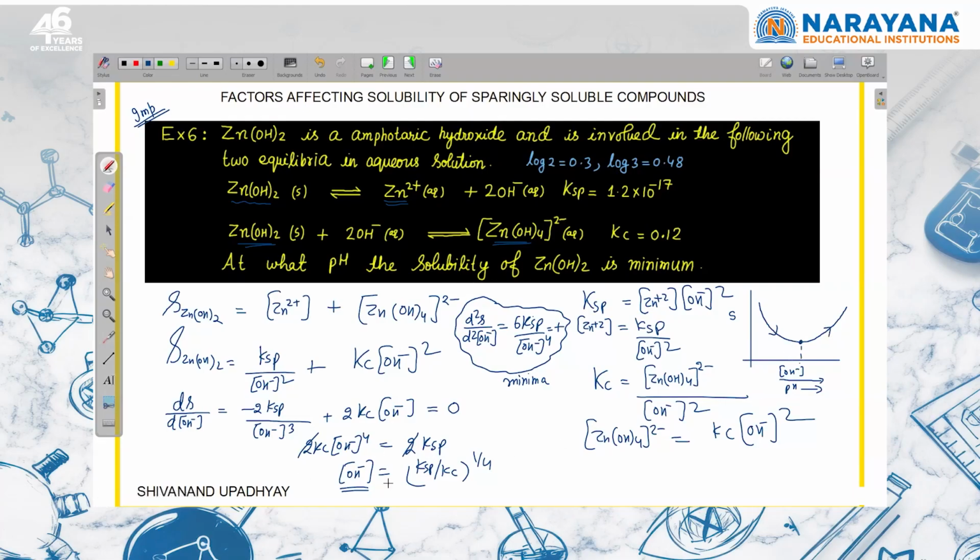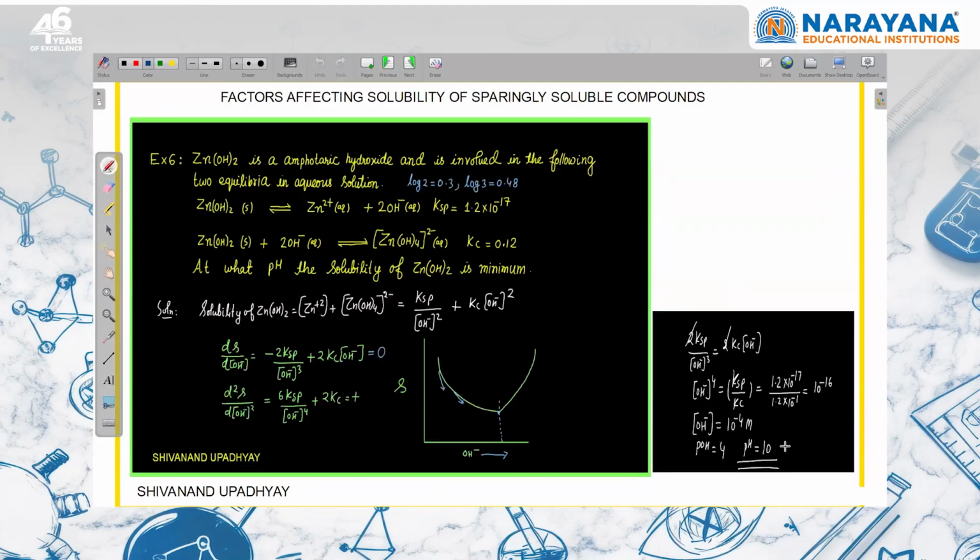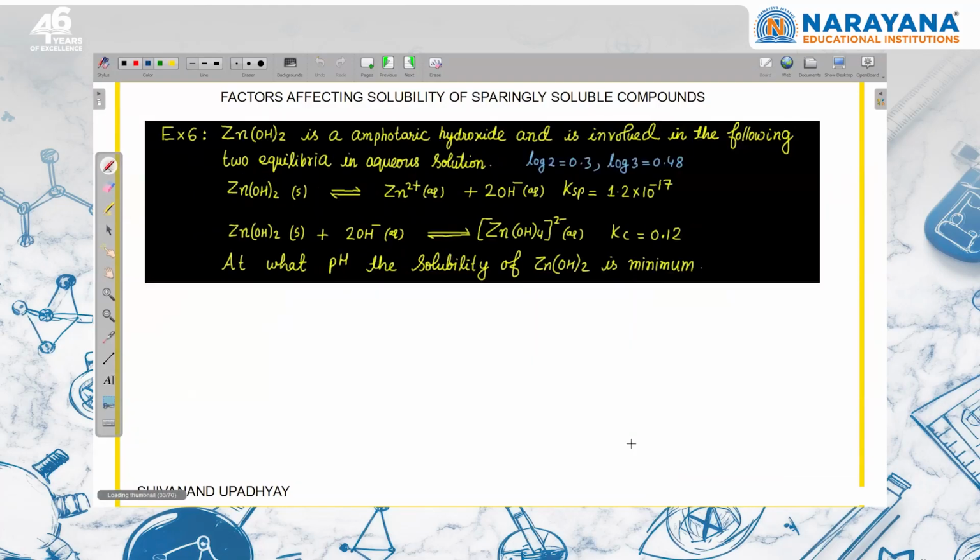Now from here you can put the data and calculate the OH⁻ ion concentration. So I think the answer, the pH, will be 10, right? The same way you can solve here, right? We have done the same thing. Now based on the same concept, you can solve a few questions here.